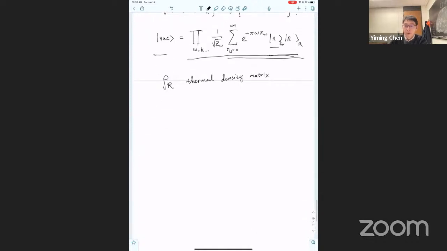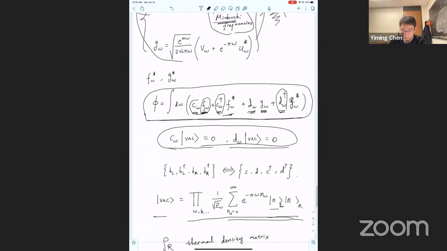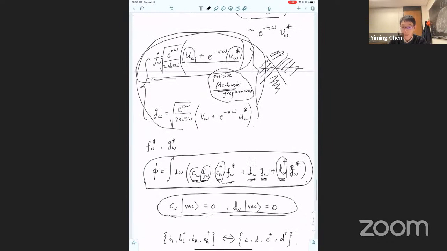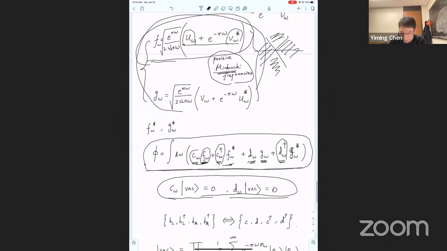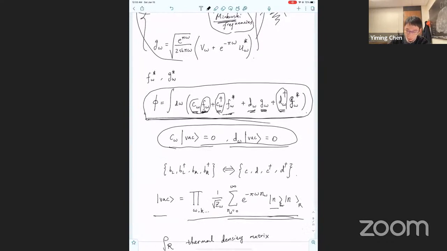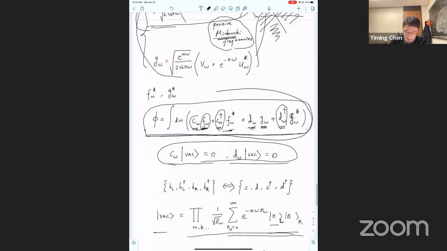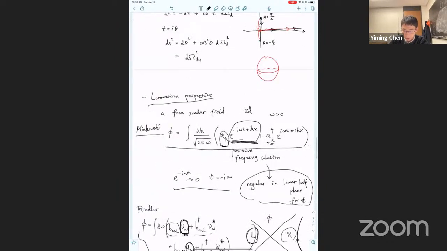Can I ask a question? Yes, please. So how is this mode expansion related to the usual mode expansion in terms of T and X coordinates? So they are related via a Bogoliubov transformation. Is that correct? You are asking about how this one is related to the usual Minkowski one? Yes, so I think I didn't work out the detail, but I believe that this F and G are some linear combination of the usual plane waves in the Minkowski expansion.